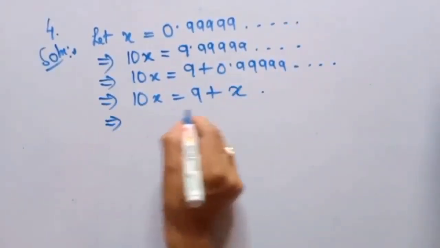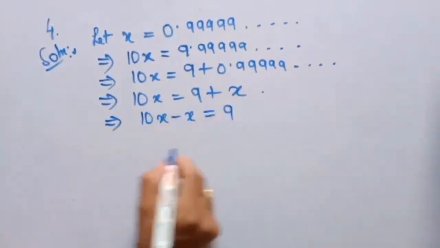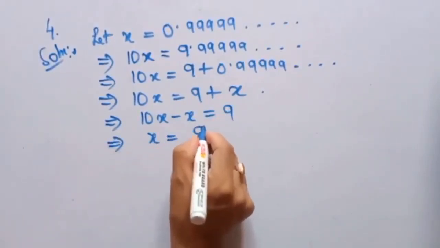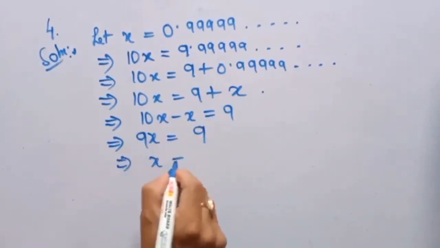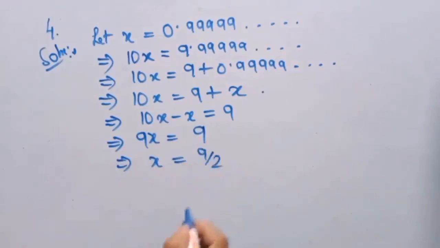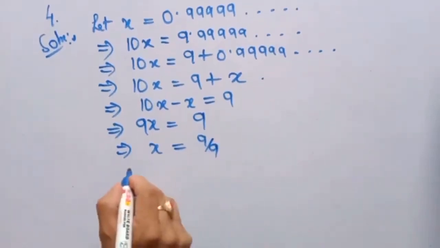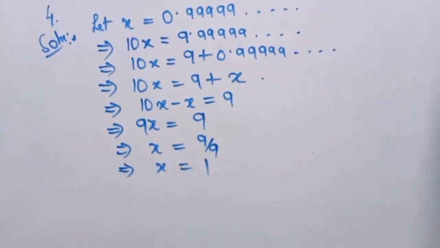Now we will solve this equation. So 10x minus x equal to 9, implies 9x equal to 9, implies x equal to 9 by 9. Therefore x equal to 1. Here we get the number 1 as our answer for the given number 0.9999.